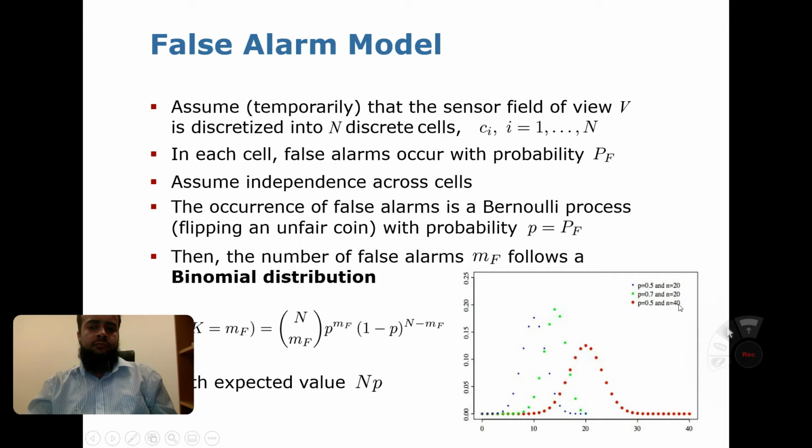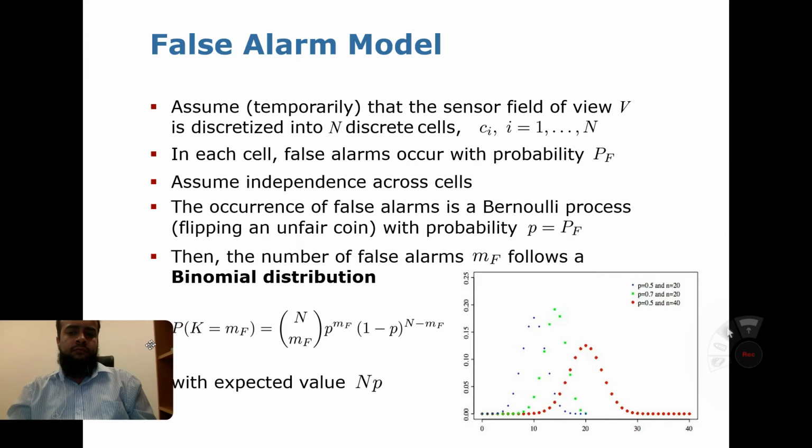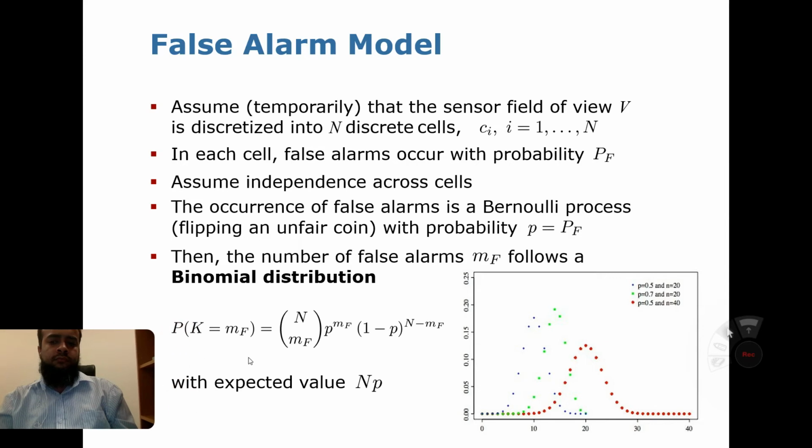So, for example, this shows the case when n equals 20 and the false alarm probability is 0.5, and the green dots show when the probability is 0.7 and n equals 20, and the red dots show when the probability is 0.5 and n equals 40. So it shows the process for getting the probability of the false alarm.